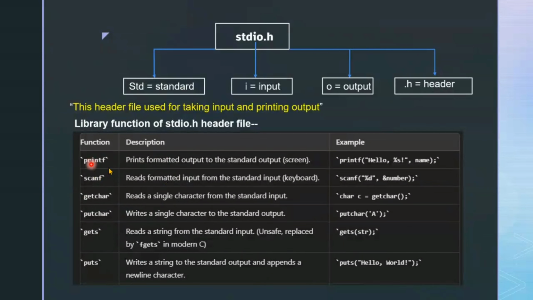As beginners, we will use these two, the printf and scanf functions. If you want to take input in your C program, you have to use the scanf function. And if you want to print your output, you can print it with the printf function.